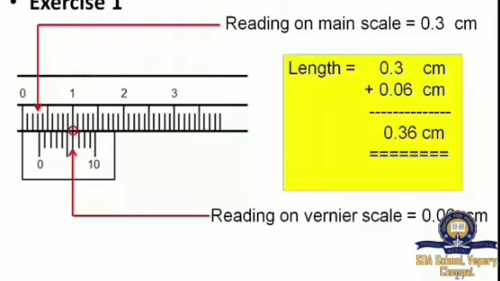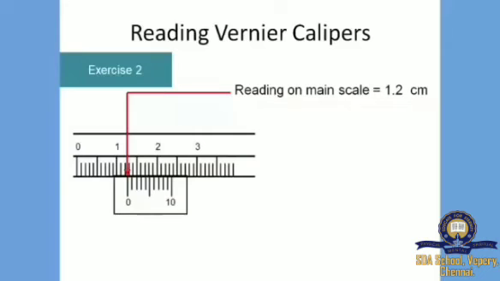To find the total length, you have to add both the main scale division and the vernier scale division. So you will get 0.36 centimeter. Now let us see another example.